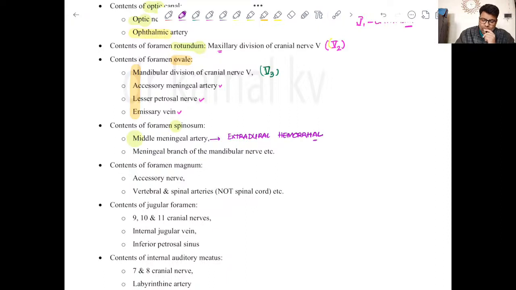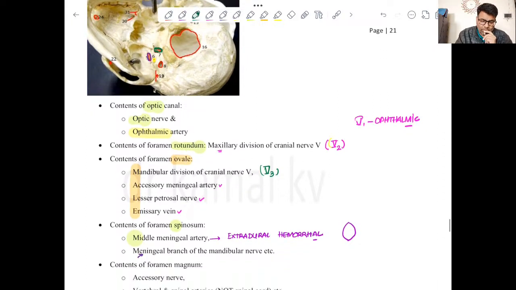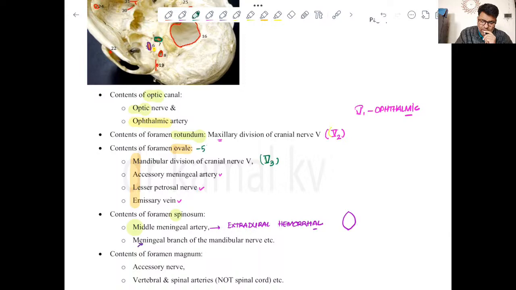Clear? So the CT scan finding will be something like this, concave or convex. Apart from this, meningeal branch of mandibular nerve. Right? So if you see here, this number 6 is the spinosum, number 5 is the ovale, and number 7 is the lacerum. Right? So number 7 is lacerum. No, nothing passes through foramen lacerum, that is number 7. So 5 is ovale and 6 is spinosum.